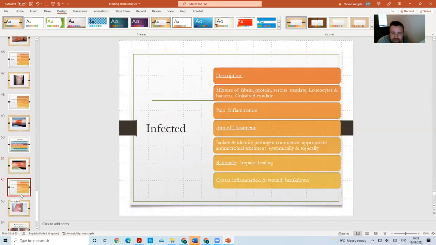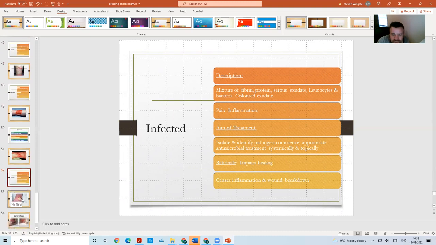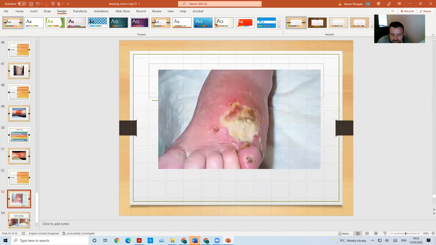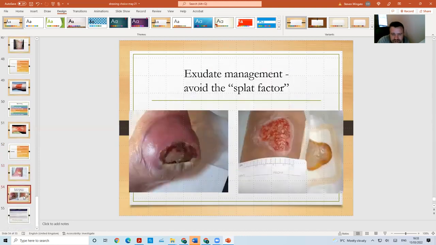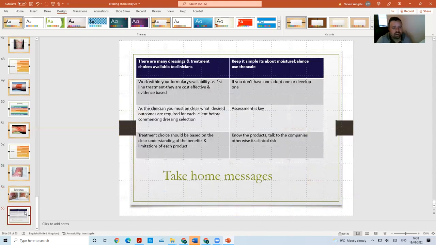Obviously, with an infected wound, we need to manage the pain of infection, treat as appropriate, isolate, apply any topical creams, and then redress. And obviously, any other exudate management, avoid any splinting factors. So again, just making sure that we're following anything there.